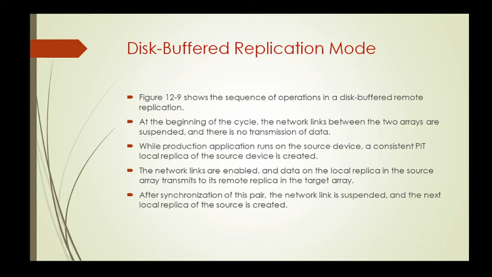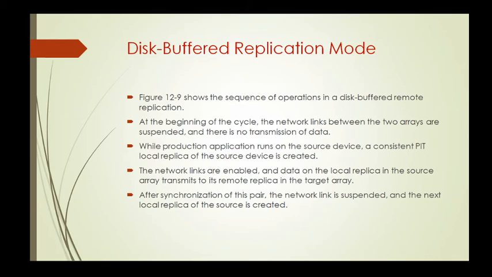The frequency of this cycle of operation depends on the available link bandwidth and the data change rate on the source device. Because disk buffer technology uses local replication, changes made to the source and its replica can be tracked. Therefore, all the resynchronization operations between the source and the target can be done incrementally. So when compared to synchronous and asynchronous replication, disk buffered remote replication requires less bandwidth.